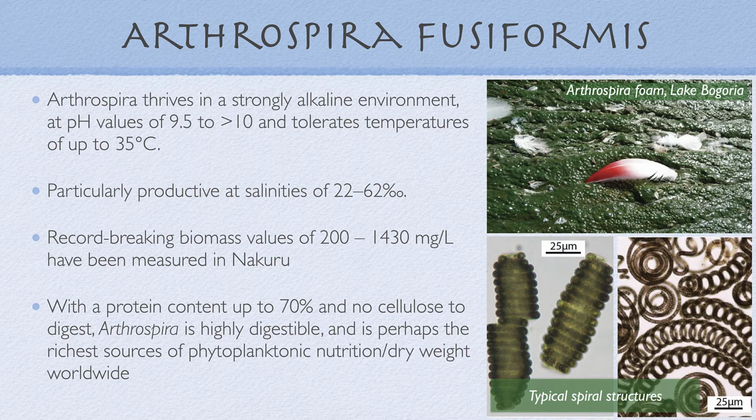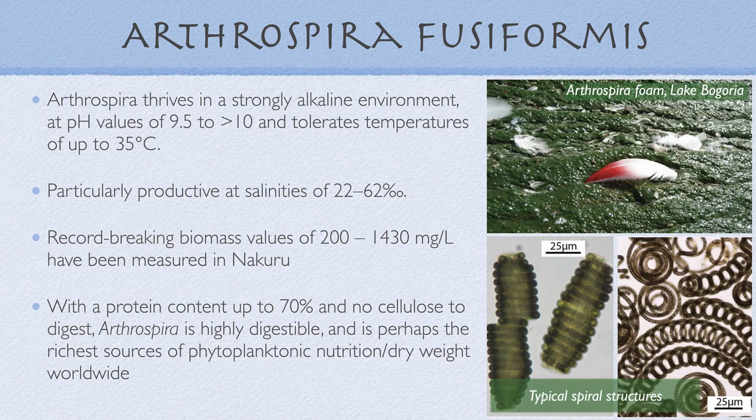It tends to favour waters with pHs of between 9.5 and 10, so quite alkaline waters. And it's most productive in the salinity range of 22 to 62 parts per mil, so about 2/3 to twice the salinity of normal seawater. It's one of the most productive systems when these phytoplankton are flourishing in any known ecosystem in the world.